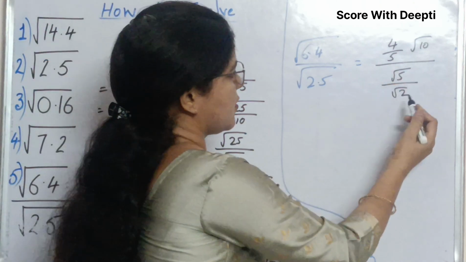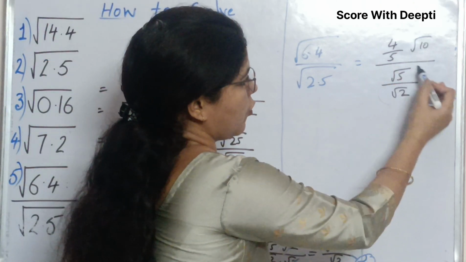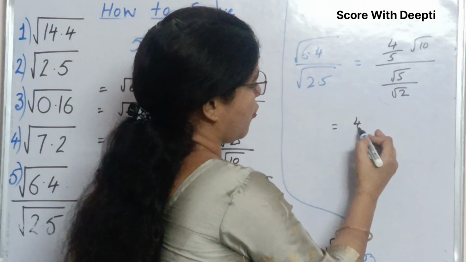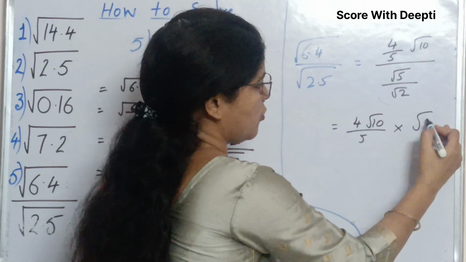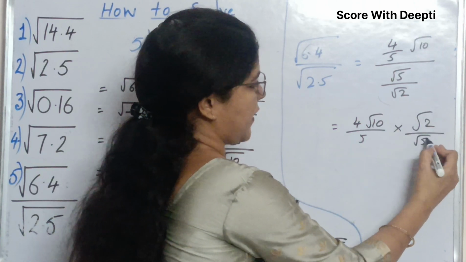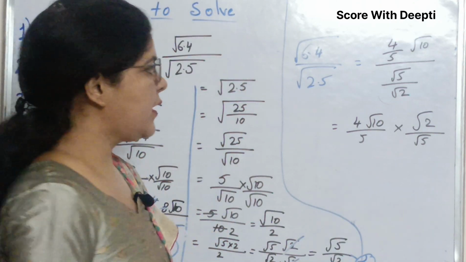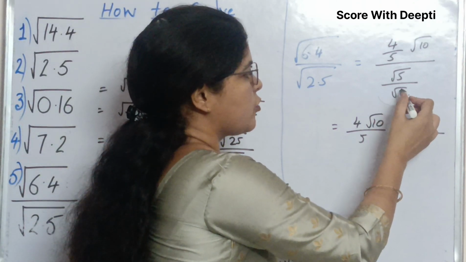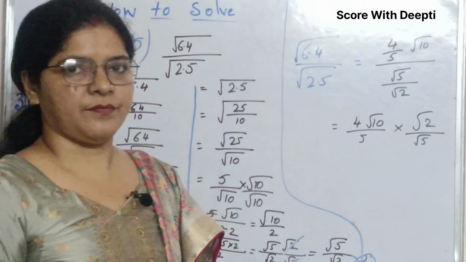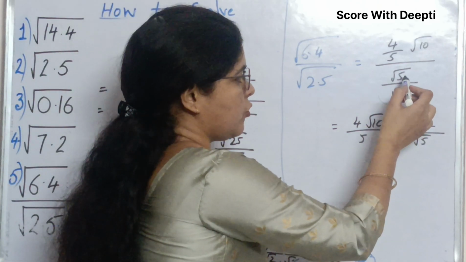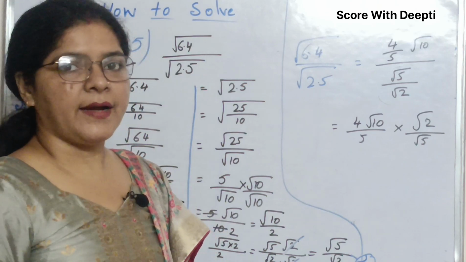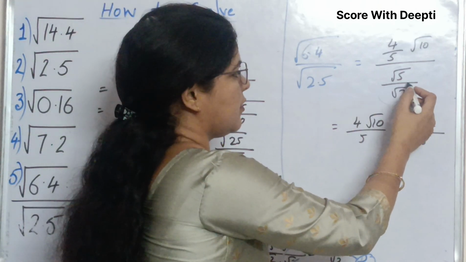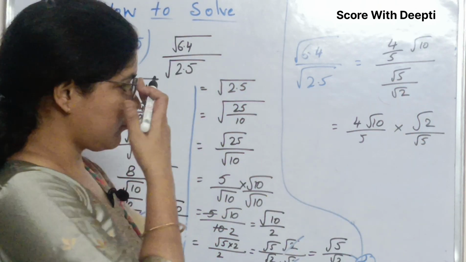To solve this, we find the reciprocal of this number. Means we write 4 square root 10 over 5 into square root 2 over square root 5. Reciprocal means we change the position of numerator and denominator. Which number is in the denominator, that will be written in the numerator, and which number is in the numerator we write in the denominator.